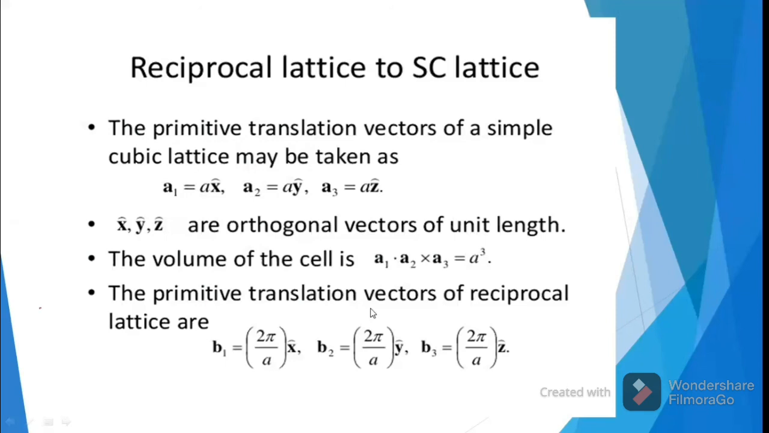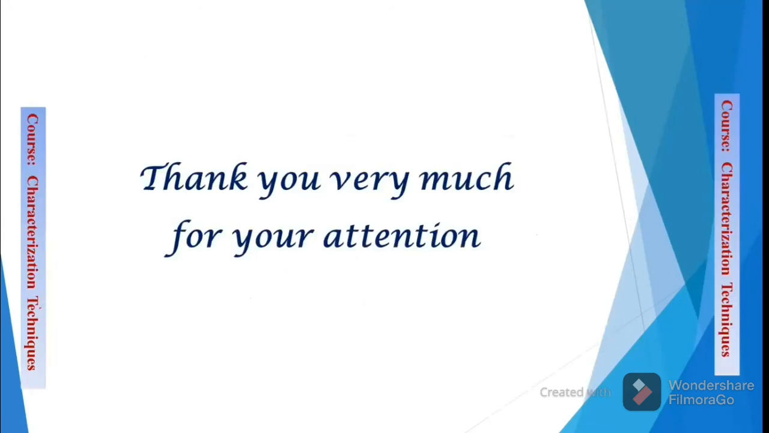The primitive translation vectors of the reciprocal lattice are: B1 is 2 pi over a times X, B2 is 2 pi over a times Y, and B3 is 2 pi over a times Z. So in this way, we can calculate the reciprocal vectors with the help of X-ray micrographs. Thank you very much for your attention.